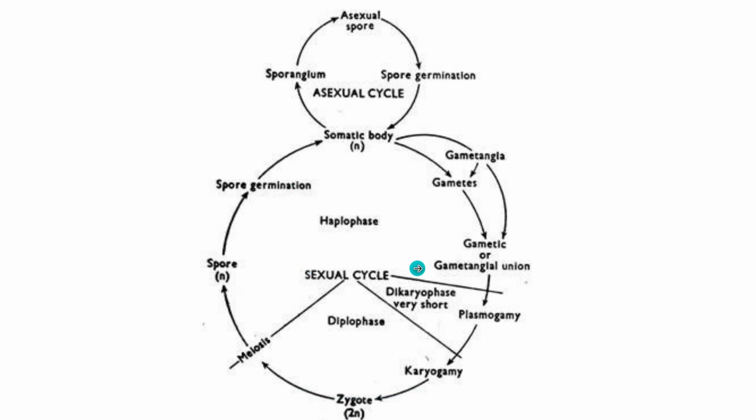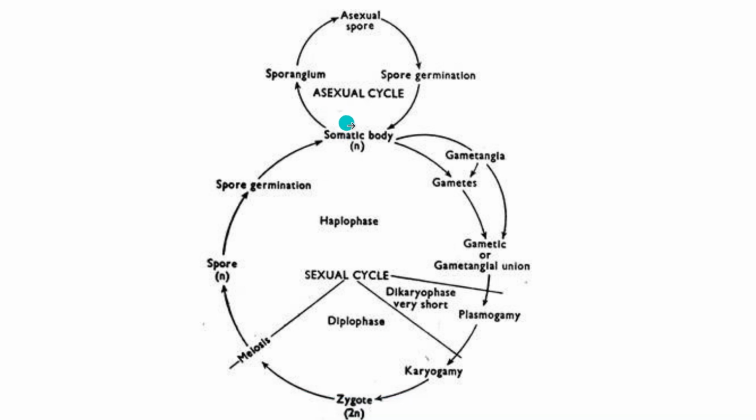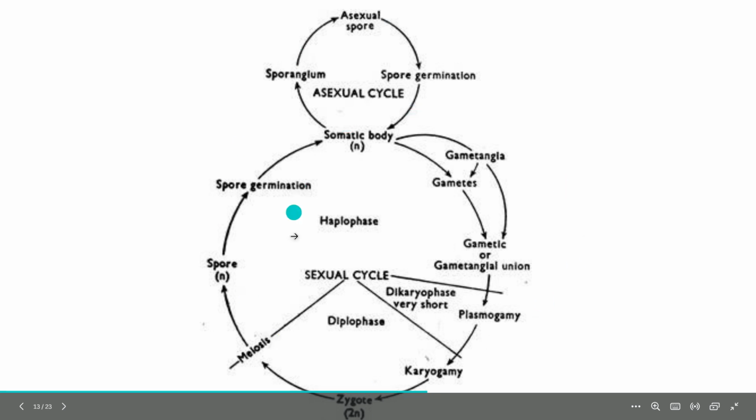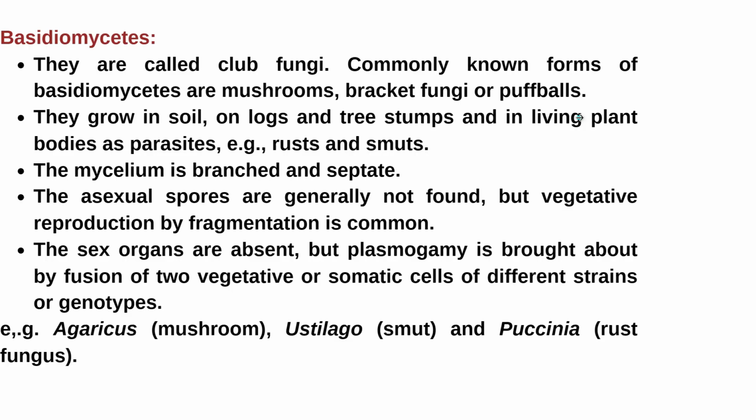This part of the sexual reproduction cycle is called haplophase, and this part is called diplophase. Whereas in asexual reproduction, the somatic body produces spores inside the sporangium, which are asexual spores. The somatic body develops sporangium, and this sporangium contains asexual spores, and these spores germinate when they come in contact with the substrate or suitable environmental condition. So this complete figure illustrates both sexual as well as asexual reproduction of phycomycetes.